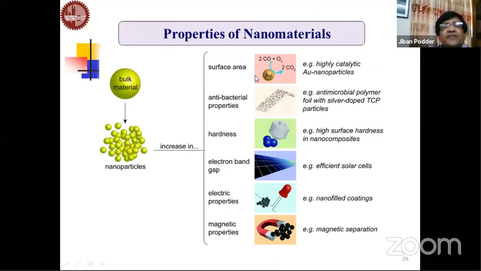Here, regarding the properties of nanomaterials, when you reduce the size of the material from bulk to nanomaterial, then as the size is reduced, the surface area increases, the antibacterial properties increase, and it is able to increase the hardness, electron band gap, electric properties, and magnetic properties. So all of these physical, chemical, structural, optical, electrical, and magnetic properties will be enhanced due to the size effect.